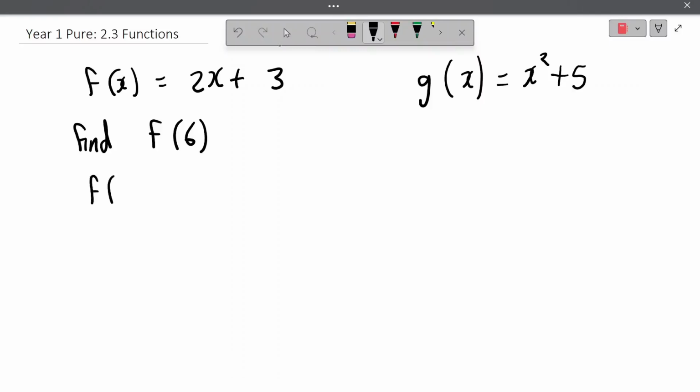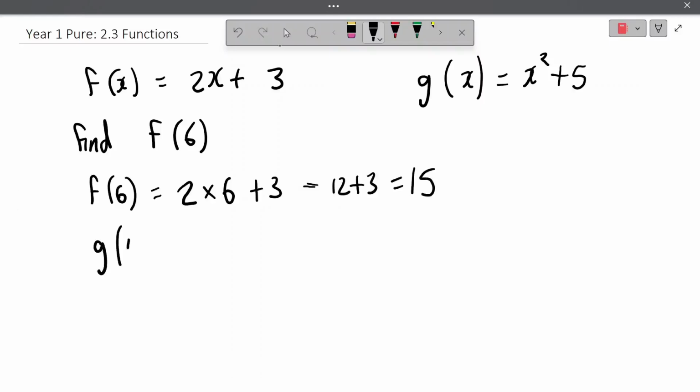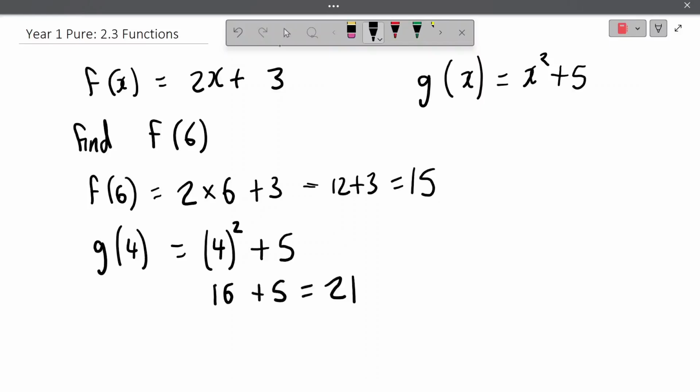So we have f of 6 is the same as 2 times 6 plus 3, which is 12 plus 3, which is 15. Or g of 4, for example, well, that is the same as 4 squared plus 5. 4 squared is 16, and 16 plus 5 is 21.